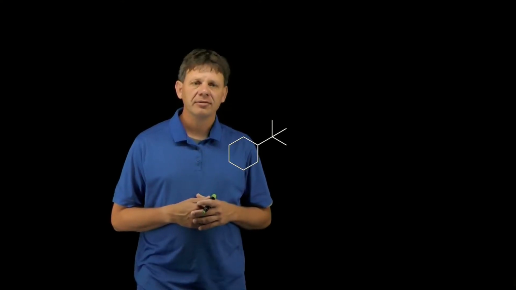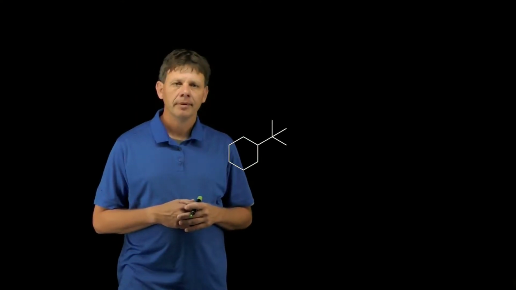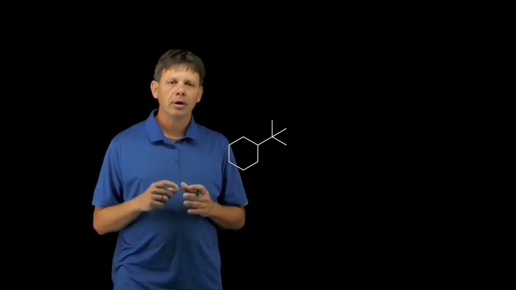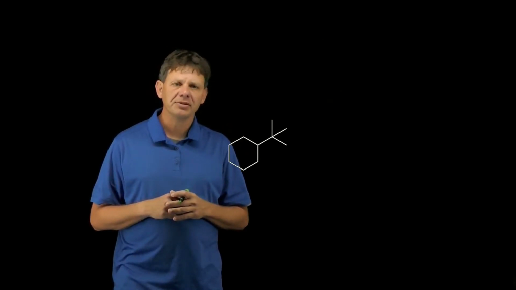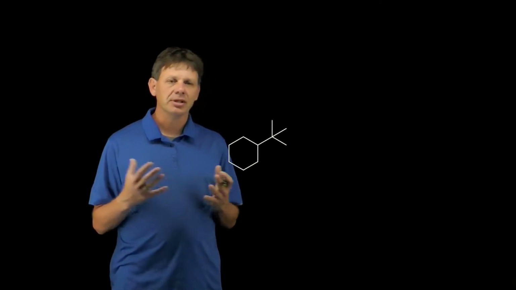This assessment asks us to draw two chair conformations for the molecule on screen. We can start by drawing the first chair conformation and putting the tert-butyl group in really any arbitrary position. Let's do that. So we'll start by drawing our chair.